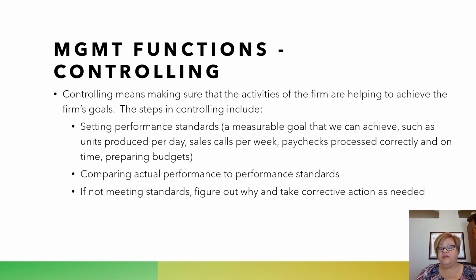Did you produce the number of units we expected you to produce every day? And if not, what can we do to help you achieve that goal? How can we fix this? Is it a problem with our standard? Is it a problem with your performance? And if it's a problem with your performance, let's get it corrected. That's the controlling function. So all of that is about, let's keep moving us forward to achieving the firm's goals. Okay, hope that makes sense for everybody.